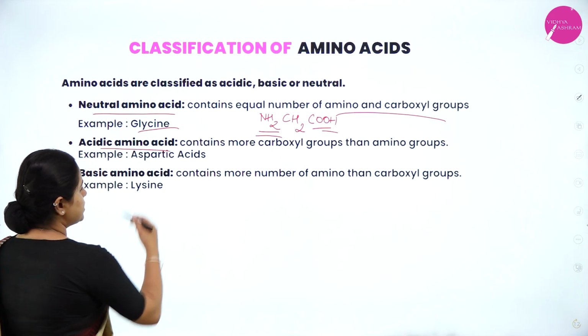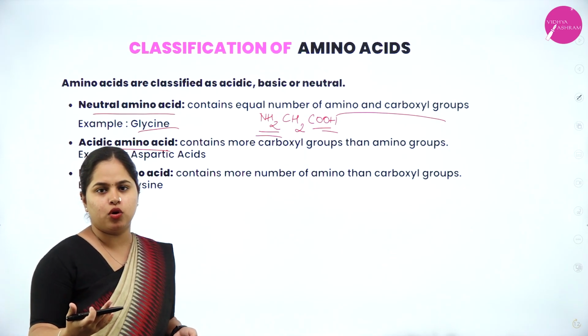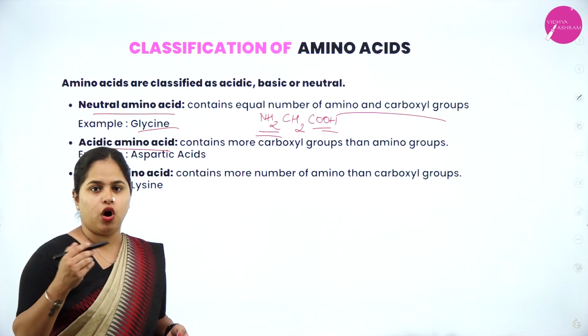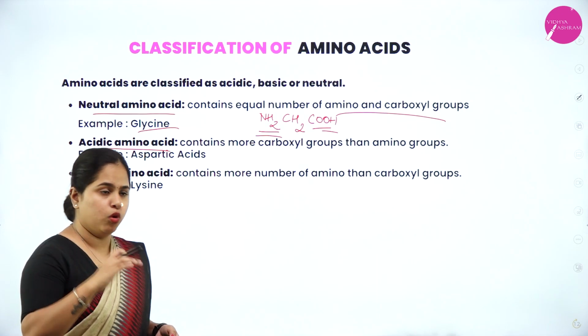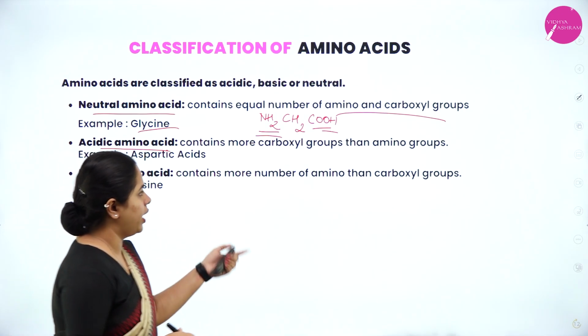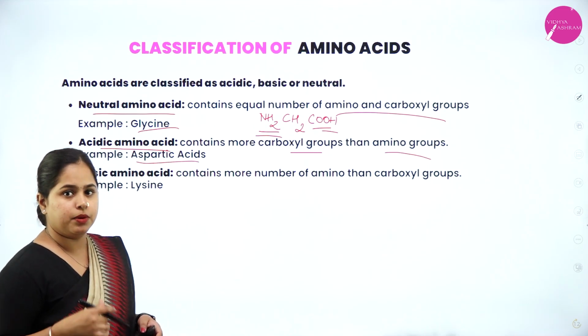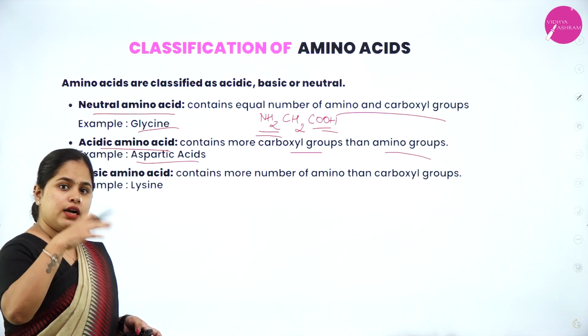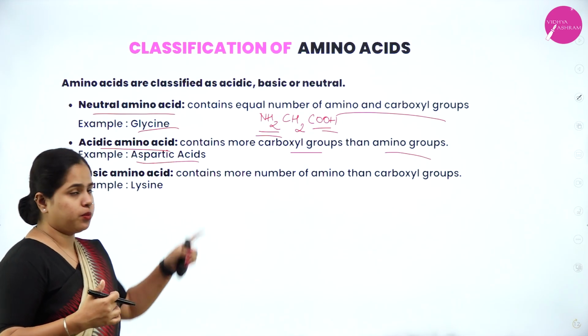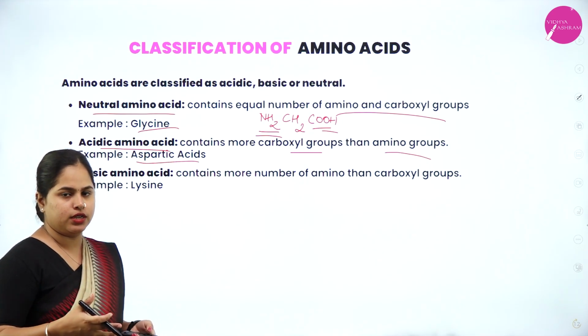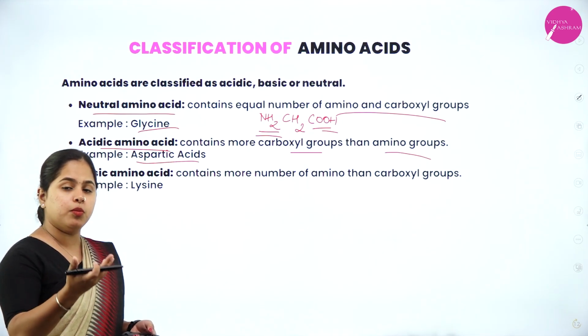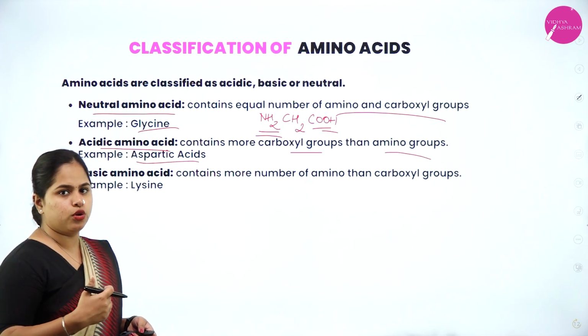Now, acidic amino acid. Now you can tell what will be an acidic amino acid. The COOH or carboxylic group will be more, right? So it contains more carboxylic groups than amino groups. An example is aspartic acid, because it contains a carboxyl group apart from the carboxyl group which is already present in the amino acid. Clear? So COOH will be more than NH2, because of which it's going to be acidic.